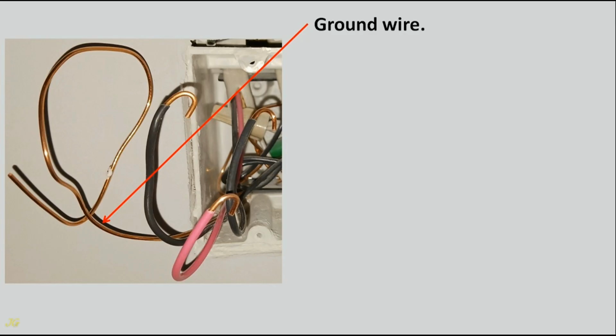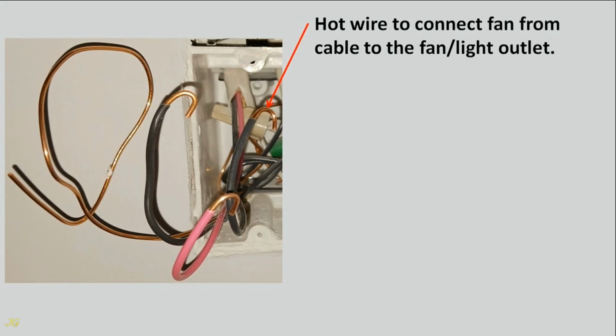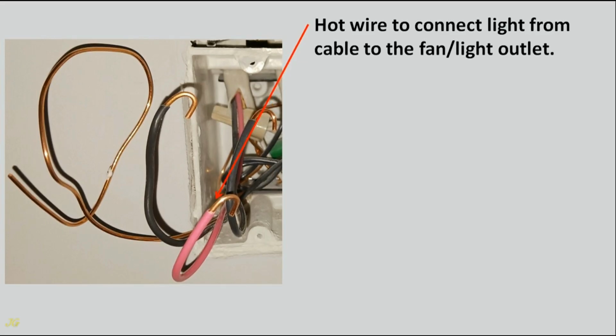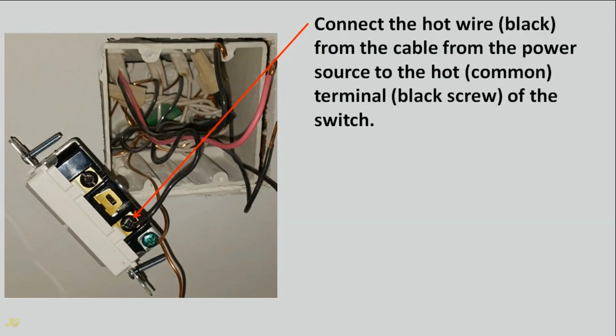Ground wire. Hot wire from the cable from the power source. Hot wire to connect fan from cable to the fan, light outlet. Hot wire to connect light from cable to the fan, light outlet. Connect the ground wire, bare, to the ground terminal, green screw, of the switch. Connect the hot wire, black, from the cable from the power source to the hot, common, terminal, black screw, of the switch.